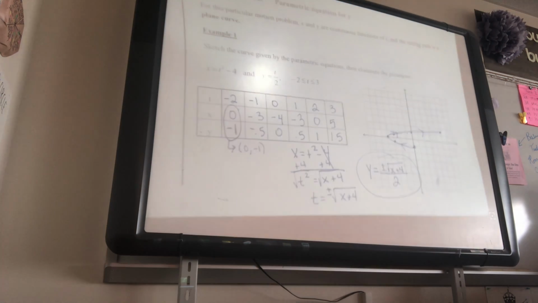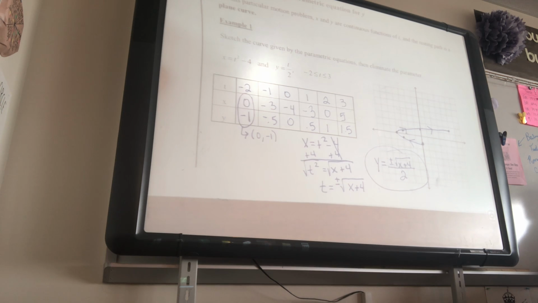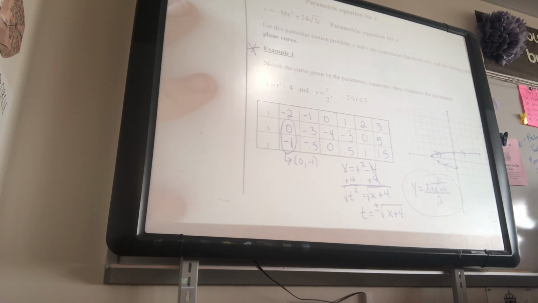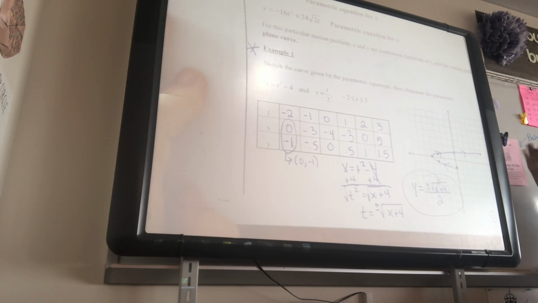Other questions about the original one? This right here is a perfect example of what you could be expected to do on a test. Okay? I would feel very comfortable with this being on a test, worded and looking exactly like this.